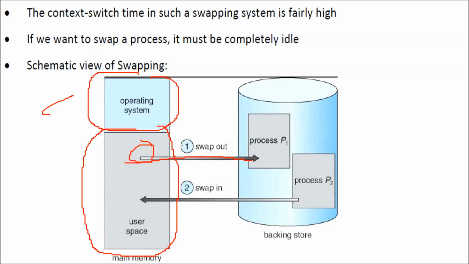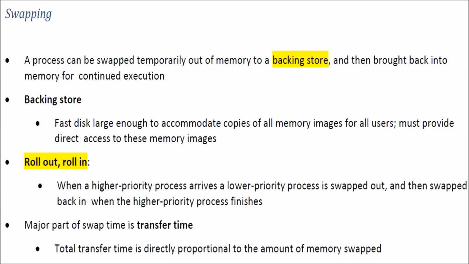Now swapping in, swapping out is simply you take out some processes which are idle, that can be taken out, low priority processes, and this process, a high priority process, you want this to be executed, so it is brought into the main memory. So taking out, taking in, this is the swapping in, swapping out. So swapping is nothing but a process can be swapped temporarily out of memory to the backing store, and then it can be brought back into the memory for continued execution. This is simply the roll in and roll out.